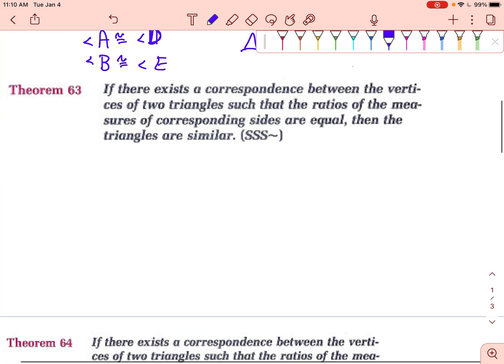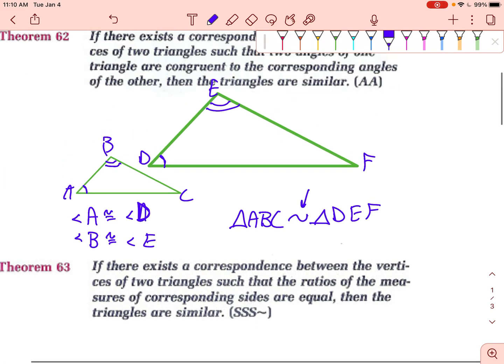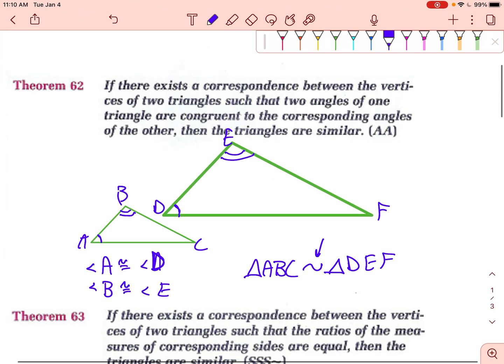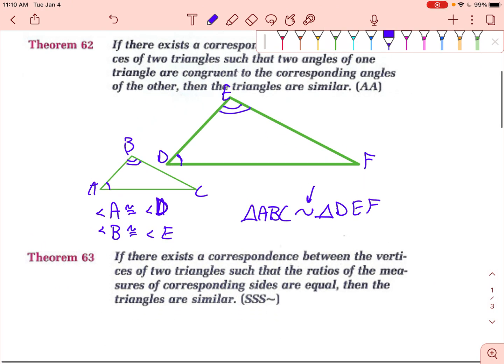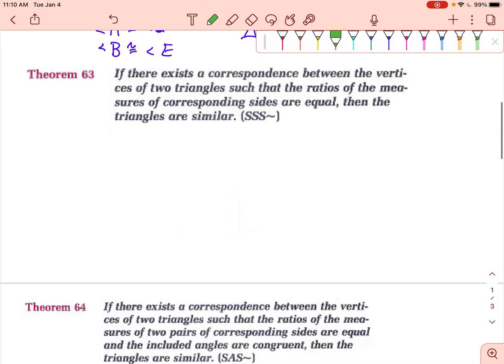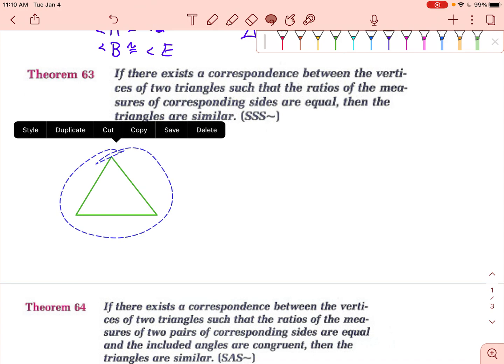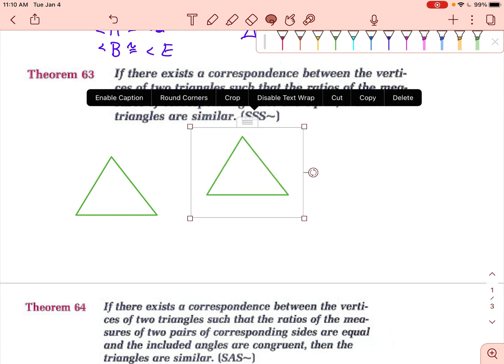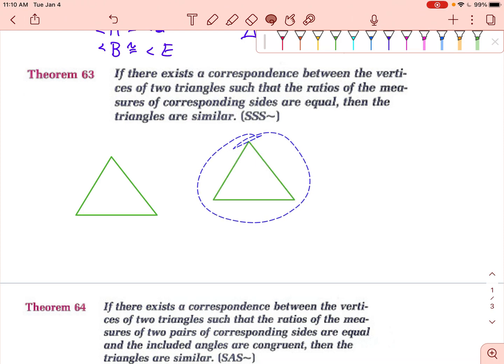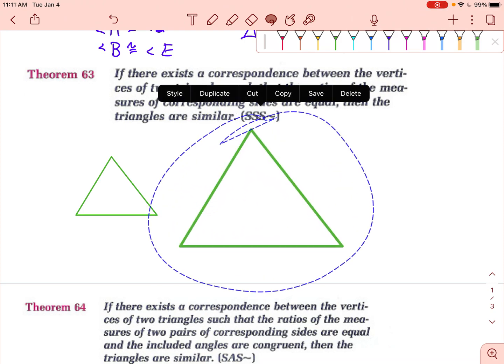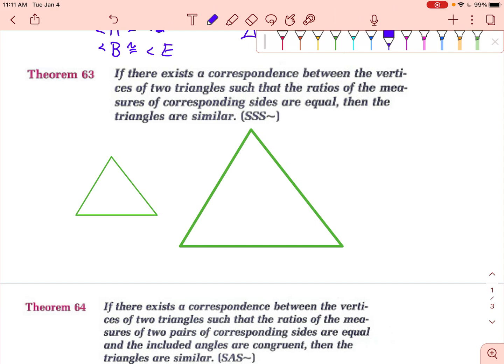The next way is by side, side, side. And again, I should have just copied and pasted those. I'm going to draw another set of triangles because we know I'm so good at them. So I'm going to actually take this, I'm going to clone it, and I am going to make it larger. Okay, so I have my 2 triangles.